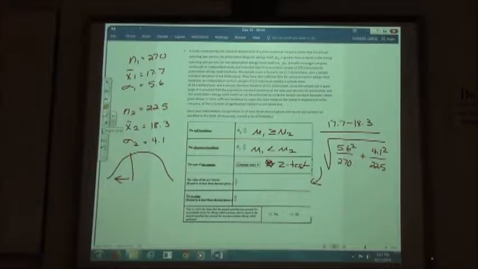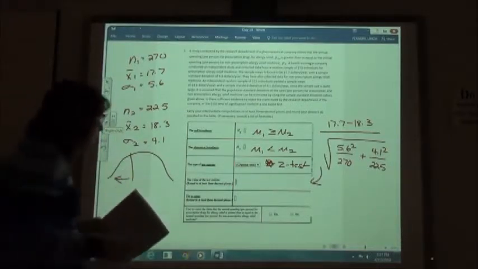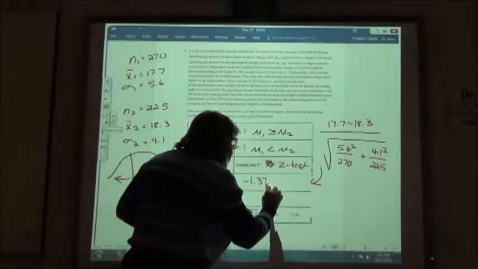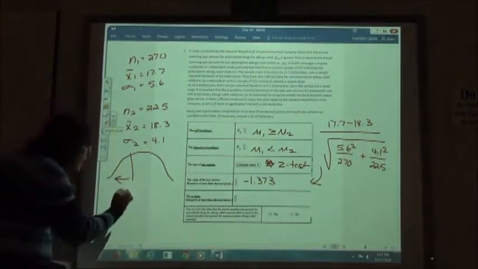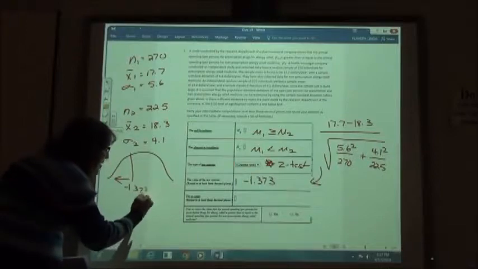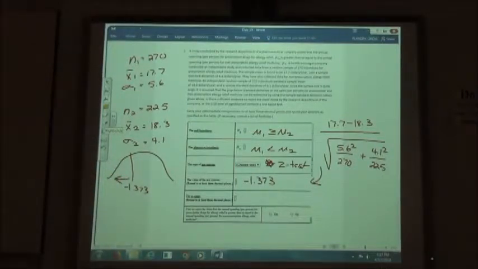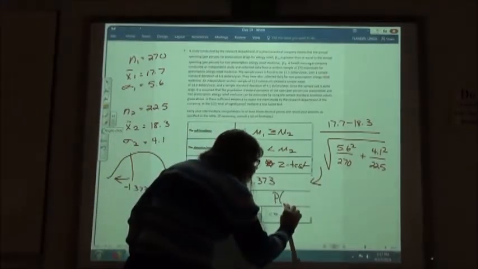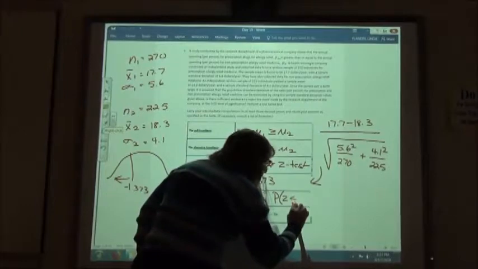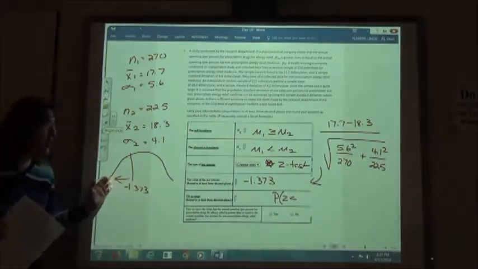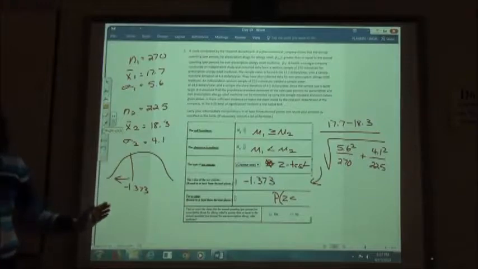So the value of our test statistic to 3 decimal places is -1.373, which is a good sign that it was negative because it's on this end, right? We're doing a left-tailed test on this one. So when we're finding our p-value, we're doing the p of z is less than. Notice we don't have to do the 1 minus because we are doing the less than.